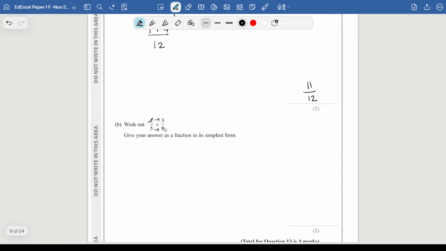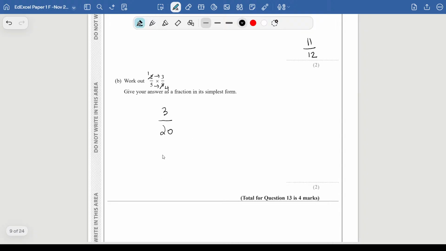So 2 goes into 8 4 times. I can do it like this. So there's 1, and then 1 times 3 is 3, and 5 times 4 is 20. So the answer is 3 out of 20.